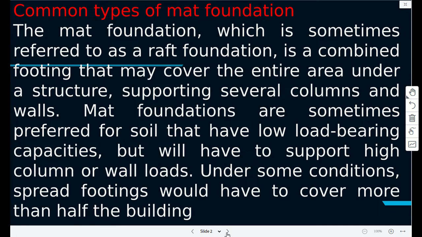More examples. So common types of mat foundation. Mat foundation is actually sometimes also called raft foundation, so bear that in mind. Basically it is used when there is a weak soil and you need to spread the pressure or the stress induced by structures over a large area. Because we know that stress in the basic equation is P over A.